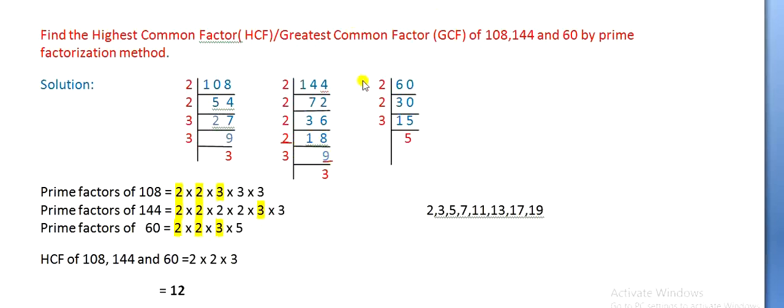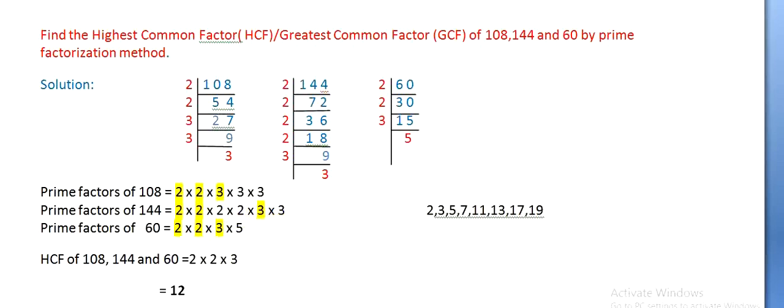9 is an odd number and it is not divisible by the first prime. The next prime is 3. We wrote 3 here. 3 3s are 9. 3 we wrote here. 3 is a prime. Once we get this prime, we need to stop. Hence all the prime factors of 144 equal 2 came 4 times. We wrote 2 four times here. 3 came 2 times. We wrote 3 two times.